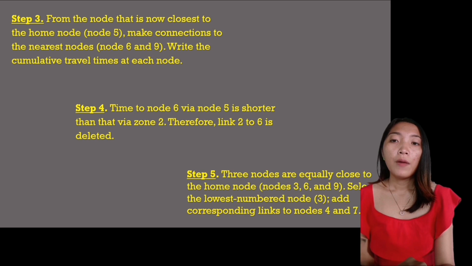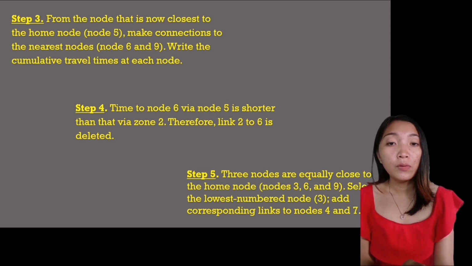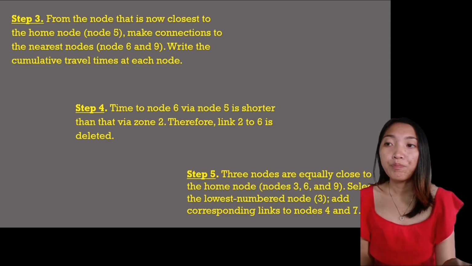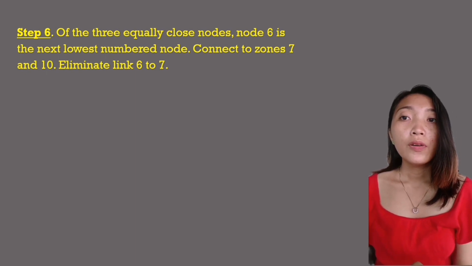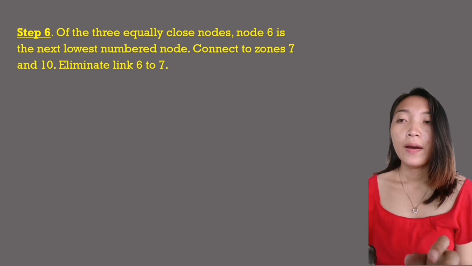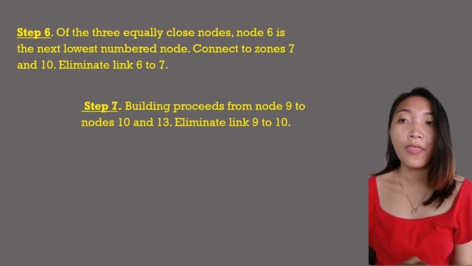Step 5, three nodes are equally close to the home node: nodes 3, 6, and 9. So select the lowest numbered node, which is 3, and then add the corresponding links to nodes 4 and 7. Step 6, of the three equally close nodes, node 6 is the next lowest numbered node. So connect to node 7 and then eliminate link 6 to 7. Step 7, building proceeds from node 9 to nodes 10 and 13. Then, eliminate link 9 to 10.